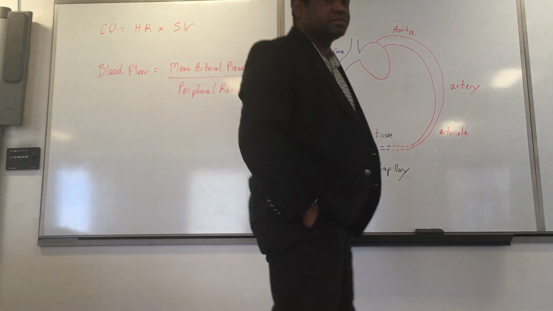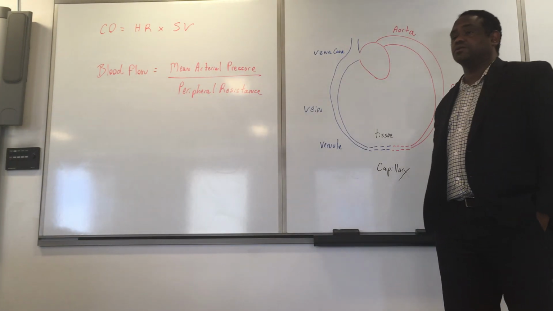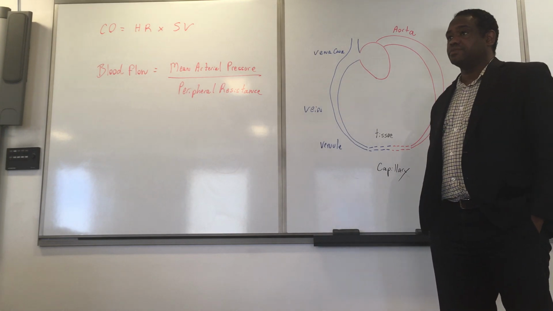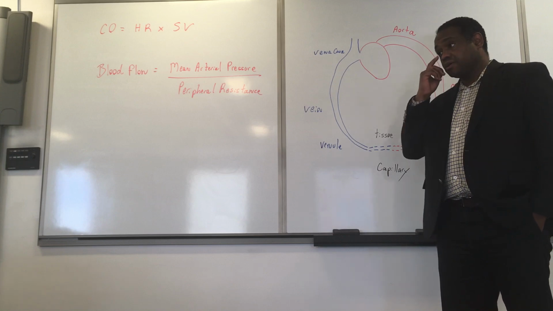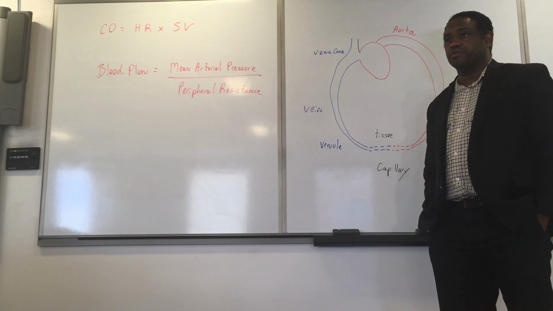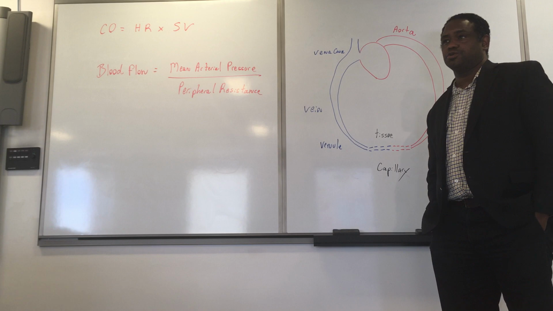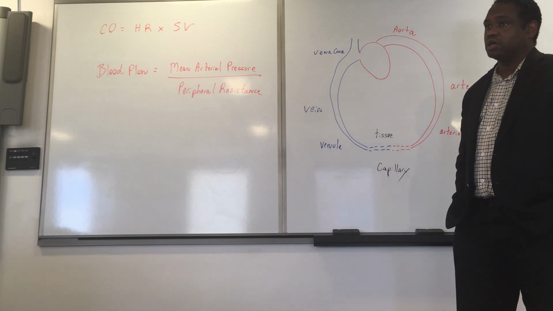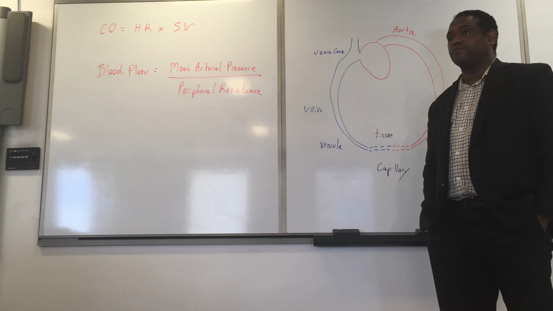All right, let's talk about what we consider our vascular system. There are different parts of it. We're going to focus on what we call systemic circulation and not so much on pulmonary circulation. We talked about that in respiratory: pulmonary circulation, blood going to the lung, leaving the lung, going back to the heart. We're going to focus on systemic circulation.